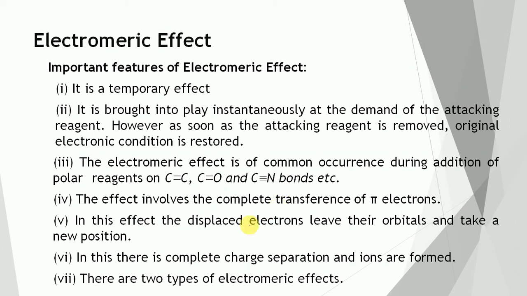carbon-nitrogen triple bond. The effect involves the complete transfer of pi electrons. In this effect, the displaced electrons leave their orbital and take a new position. In this, there is a complete charge separation and ions are formed. So these are the important features of the electromeric effect.